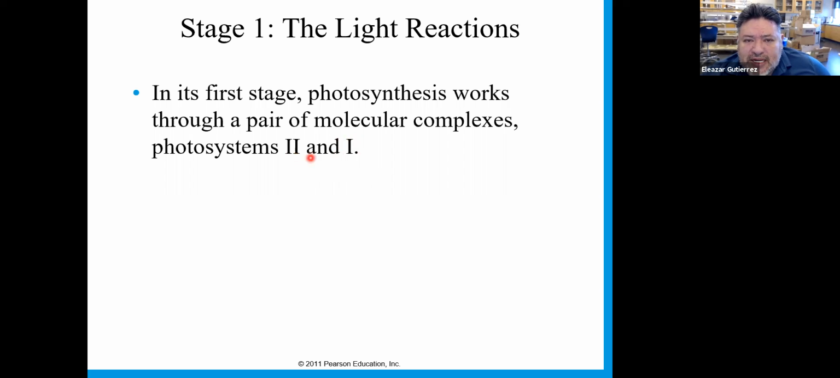Why? Because in science we name things in the order that we discovered them. And we discovered photosystem 1 first, and we discovered photosystem 2 second. However, in the light reactions, we use photosystem 2 first, and we use photosystem 1 second. To do what? You already know the answer. Photosystem 2 produces ATP, and photosystem 1 produces NADPH. Because these are the light reactions.